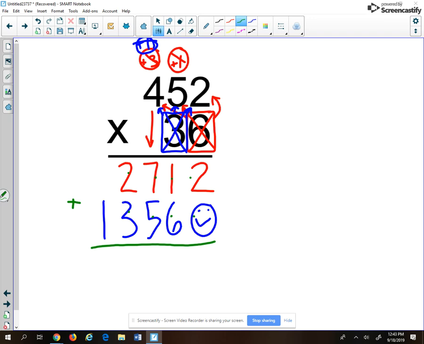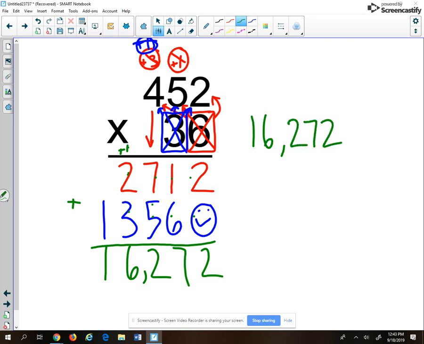So 2 plus 0 is obviously 2. 1 plus 6 is 7. 7 plus 5 is 12. Put my plus 1 up here. 3 plus 2 is 5, plus 1 is 6, and then my 1. And finally, I'm going to come through and go 1, 2, 3, and add my comma in. So 16,272 is my answer. That's the product to the problem 452 times 36.